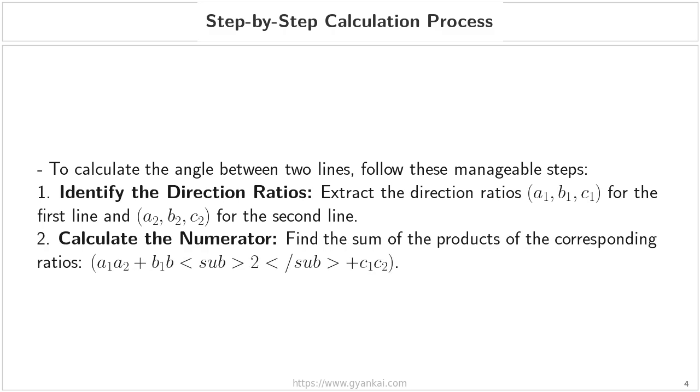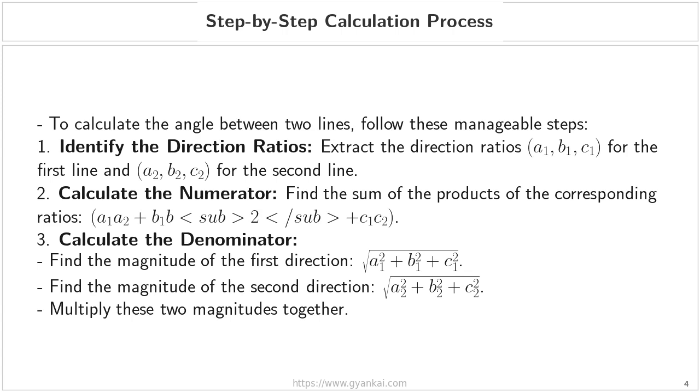Second, we move to the numerator. This is where you find the sum of the products of the corresponding ratios. Specifically, you'll multiply A sub 1 by A sub 2, B sub 1 by B sub 2, and C sub 1 by C sub 2, and then add those three results together. Third, we need to tackle the denominator. This part has a few steps.